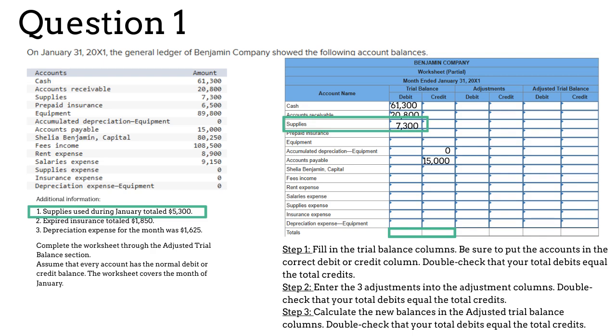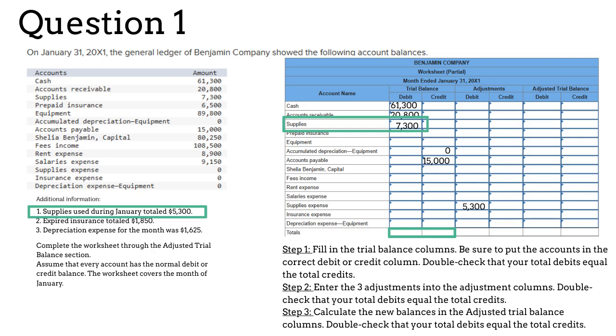It's $7,300. So, if we had $7,300 in supplies and now we used up $5,300, that means that supplies decreased. In addition, our supplies expenses have now increased because they have been used up. The words used up or expired indicate that something is now an expense. So, the account supplies expenses have increased, supplies expenses are an expense account, and expense accounts increase with debits. That means we have to debit supplies expenses for $5,300.